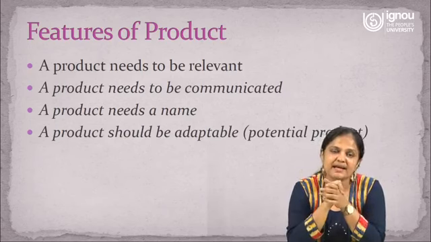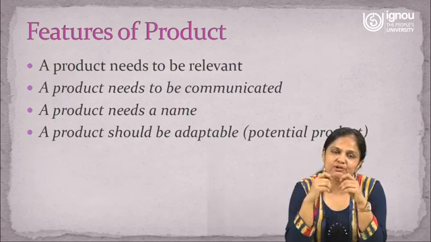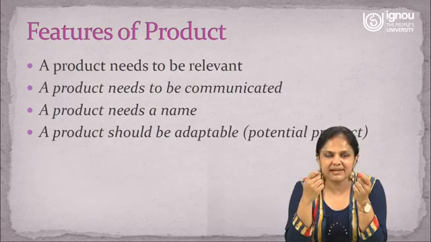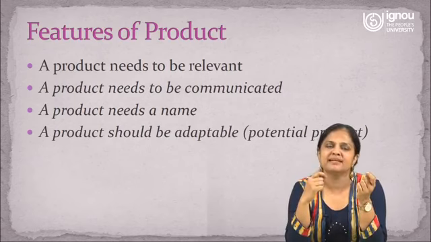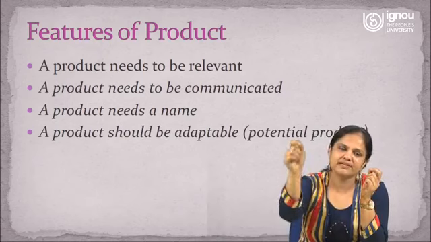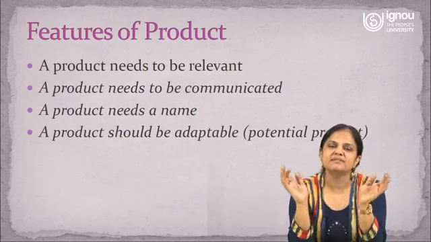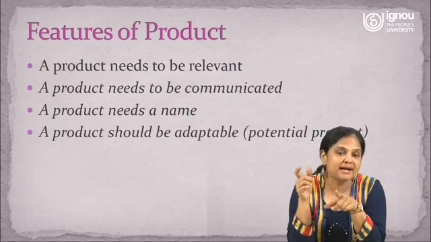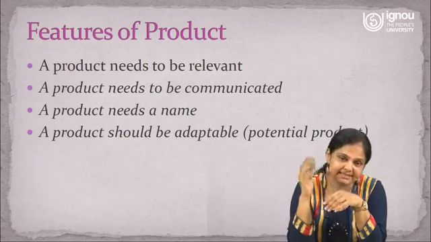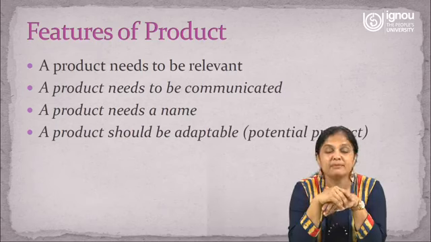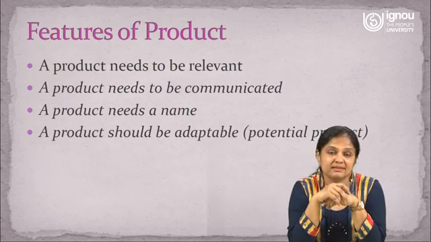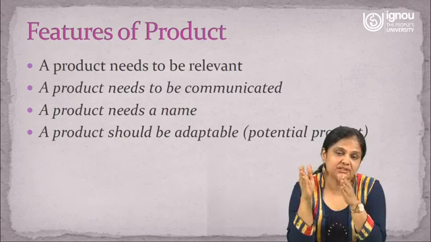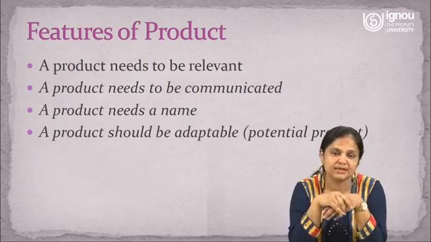For instance, suppose I have a particular need, and if I want to satisfy that need, some name should immediately come to my mind, that yes, if I buy this particular commodity or service, my need can be satisfied. So a product needs a name, which can also be termed a brand. Again, we will discuss it later in different sessions. And a product should be adaptable, which is also termed a potential product. We will discuss it later in this session today.